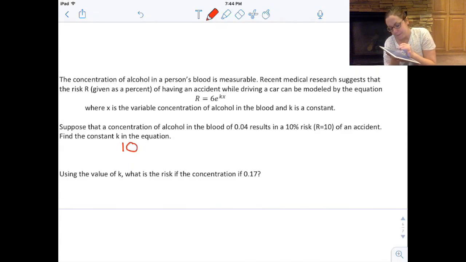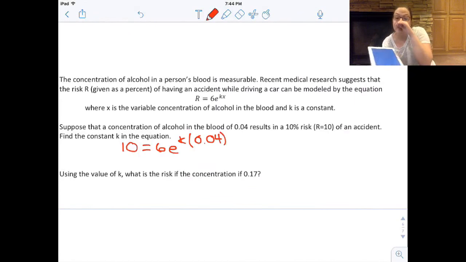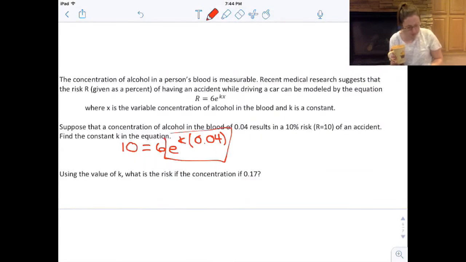Now, this is just like every other problem we've done. This is your exponential, so isolate that. We're going to divide 10 by 6. So that would be 5/3 equals e to the 0.04k. Now convert that. So 0.04k equals ln of 5/3.